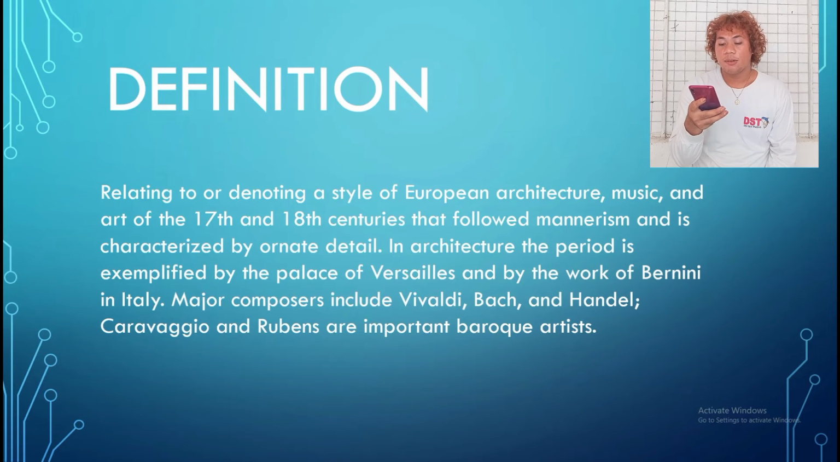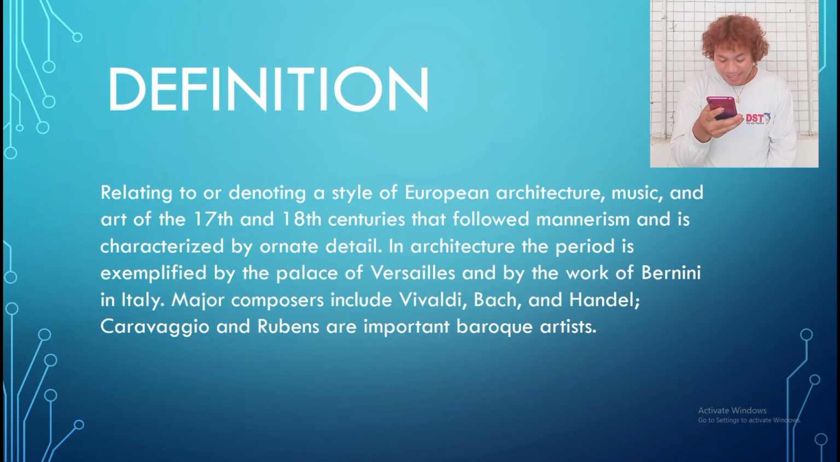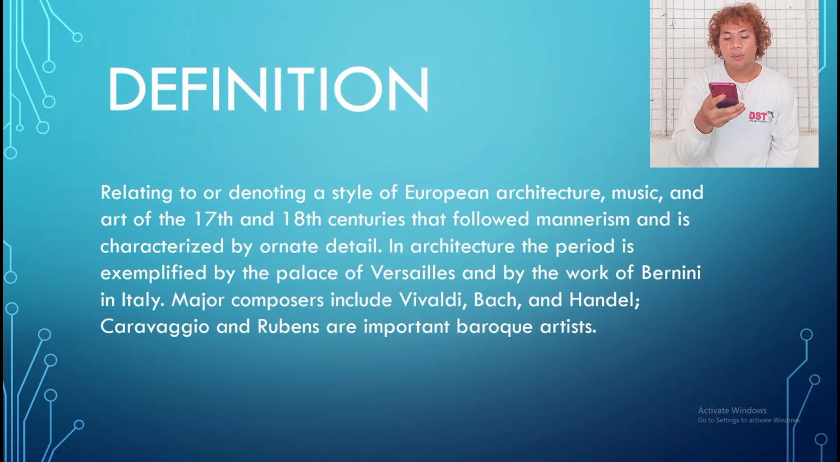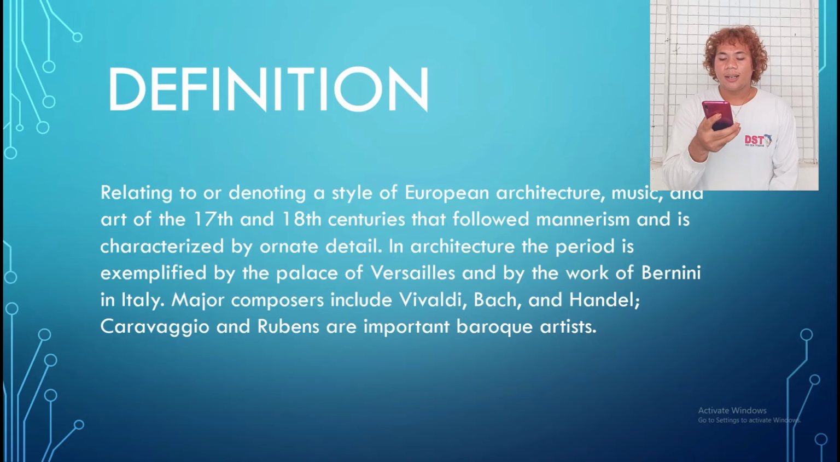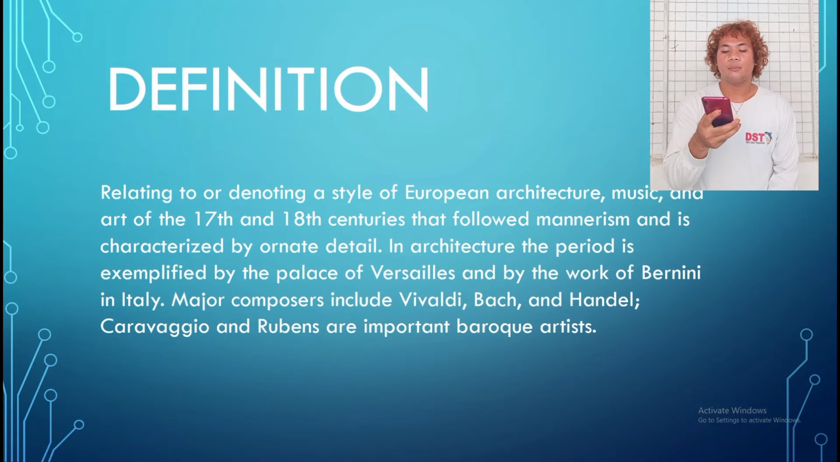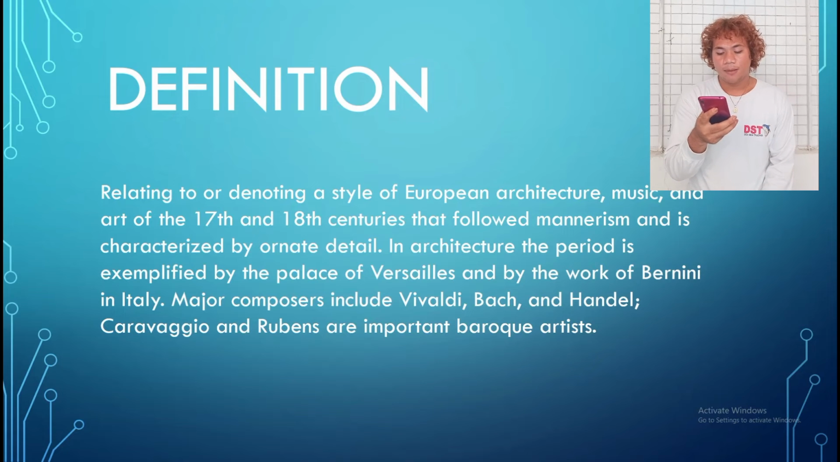The definition of this is denoting a style of European architecture, music, and art of the 17th and 18th centuries that followed Mannerism, and it is characterized by ornate detail. In architecture, the period is exemplified by the Palace of Versailles and by the work of Bernini in Italy. Major composers include Vivaldi, Bach, and Handel. Caravaggio and Rodin are important Baroque artists.